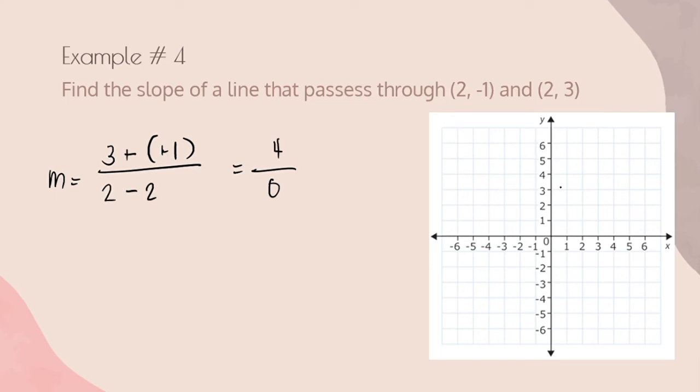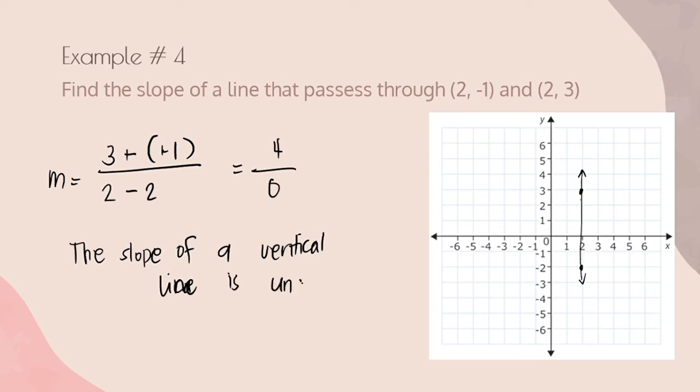So we have (2, -1) and (2, 3). So we come up with a vertical line. So remember that the slope of a vertical line is undefined. Okay, remember that the slope of a vertical line is undefined since division by 0 is not defined.